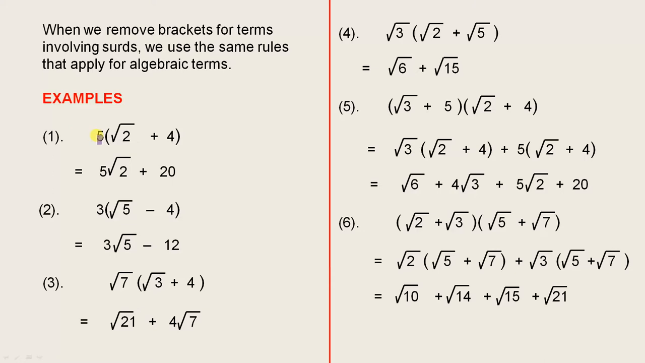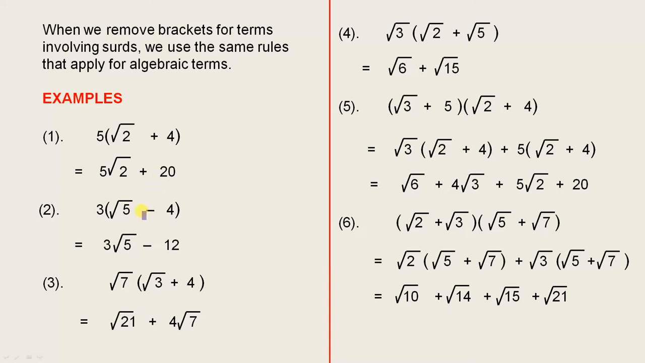Number 1, 5 outside of the square root of 2 plus 4. So if we remember, the term that's outside of the brackets, we multiply it by each term inside. 5 times the square root of 2 is 5 root 2. 5 times 4 is 20, so that's the answer. They are unlike terms, so you cannot add them together.